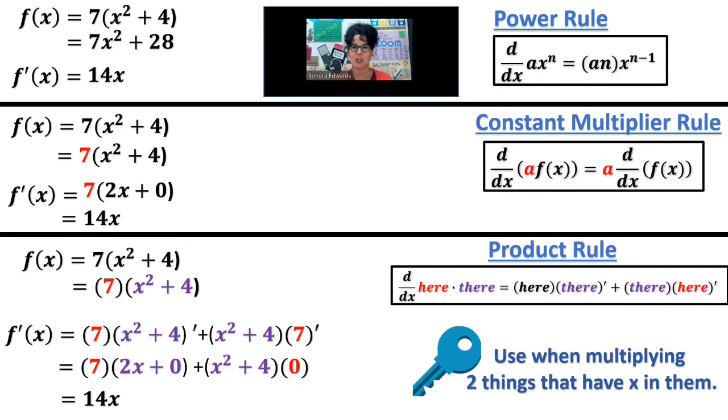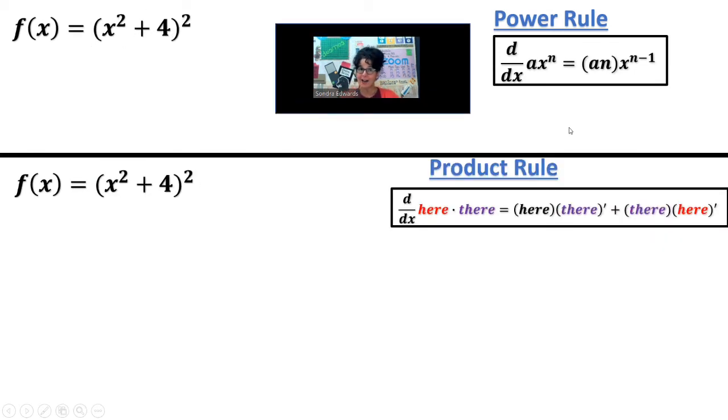But the exception, always, if it's two things multiplied together and one of them doesn't have an x in it, you just want to use the constant multiplier rule. So here I have the same problem written twice. I really can't help myself because the product rule is, again, not going to be especially faster in the ones that you look at today. So it's good practice to make sure you can do it both ways.